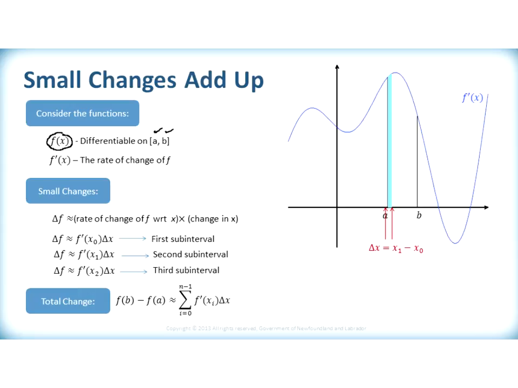If I add up all the small changes in f, I would get the total change in my original function f of x over the interval that starts at a and ends at b. So basically, it's the value of f at b subtract the value of f at a. And that's going to be the sum of all of the little rates of change, or the heights of all the rectangles, multiplied by the widths of all the rectangles, which is the changes in x.